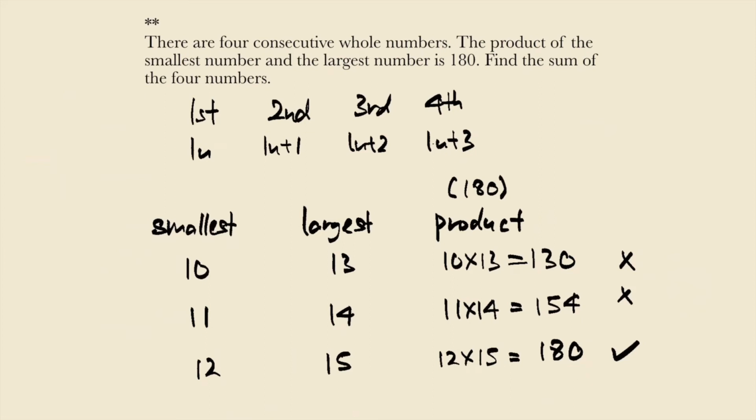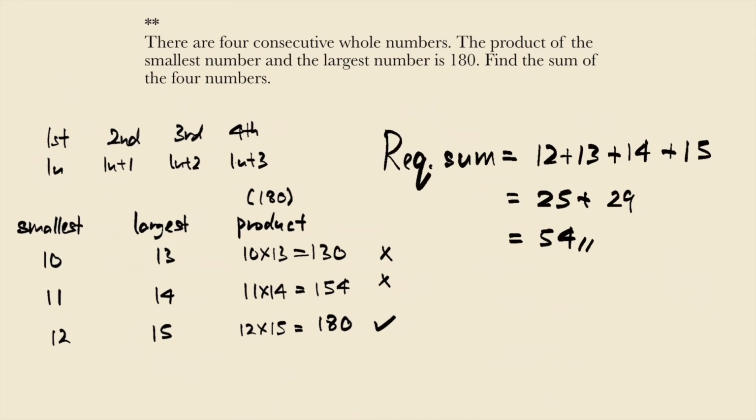We have just established that 1 unit is 12. So what's the sum of the 4 numbers? It's going to be 12. Consecutive numbers means 12, 13, 14, 15. Sum meaning add them all up, we get 54 for the answer.